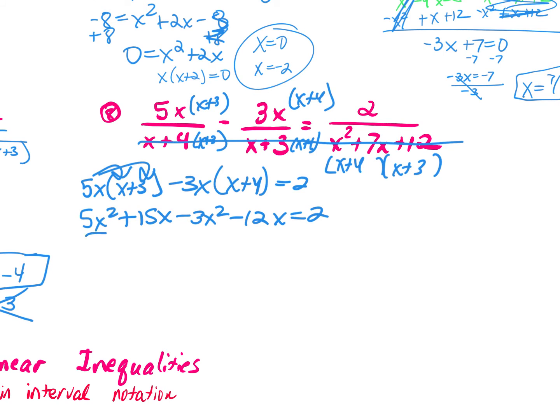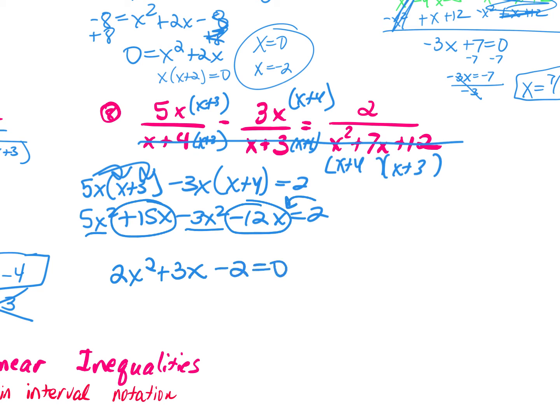So I have 5x squared minus 3x squared is going to give me 2x squared. A 15x and a negative 12x gives me plus 3x. And I'm going to move this 2 to the other side so it becomes minus 2 equals 0. And now we're going to factor. So a times c, 2 times negative 2. What are the factors of negative 4 that multiply to give me negative 4 but add to give me a positive 3? And that would be 4 and negative 1.